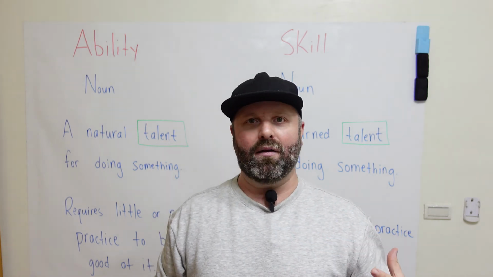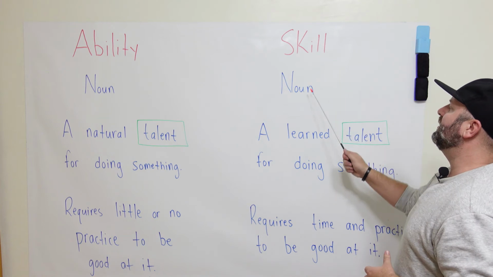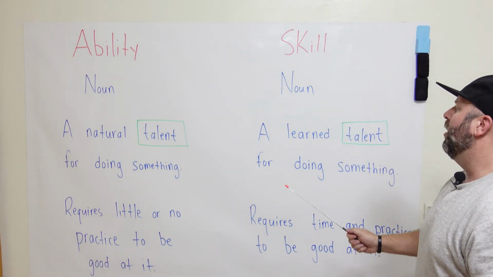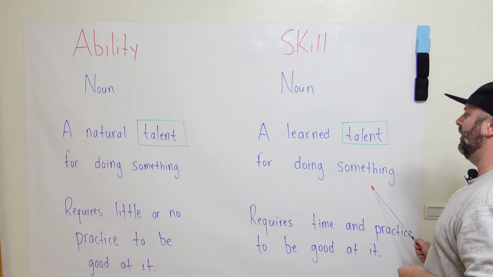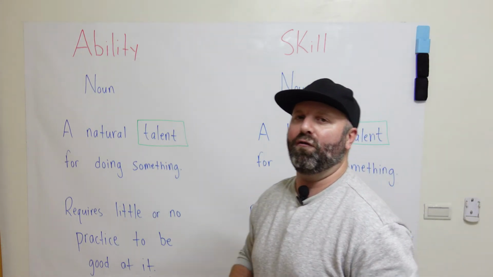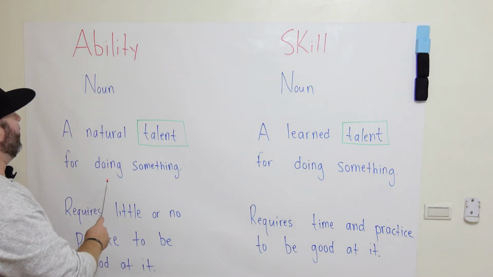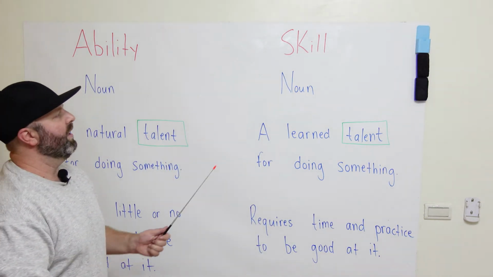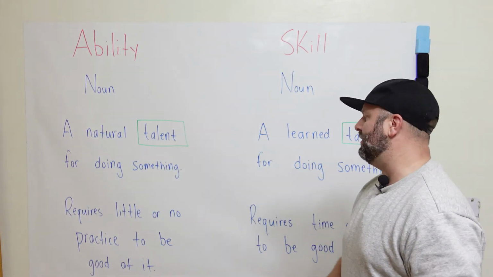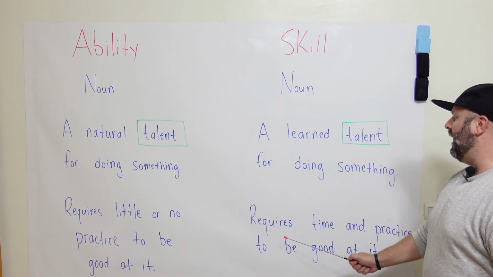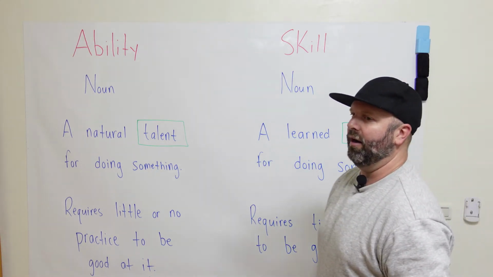So an ability is a very natural talent that a lot of people think they already have, okay? Now, a skill is also a noun, but a skill is a learned talent for doing something. So that's the big difference between an ability and a skill. So an ability is a natural talent and a skill is a learned talent, okay? And what does that mean? Well, a learned talent requires time and practice to be good at it.